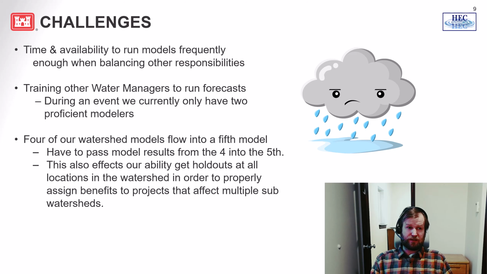Another issue is that 4 of the watersheds flow into the 5th model. This is for the Susquehanna River. 4 of them all flow into the main stem watershed. And so it added complexity to pass model results from the 4 watersheds into the 5th. So it also impacts the ability to get holdouts for flood damages reduced.